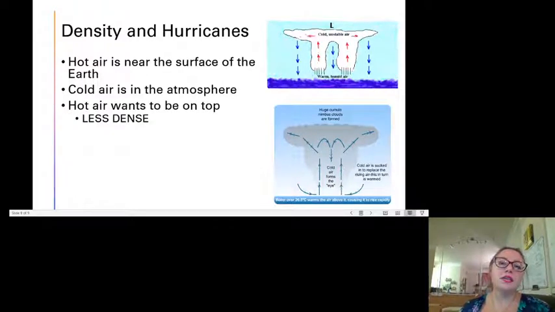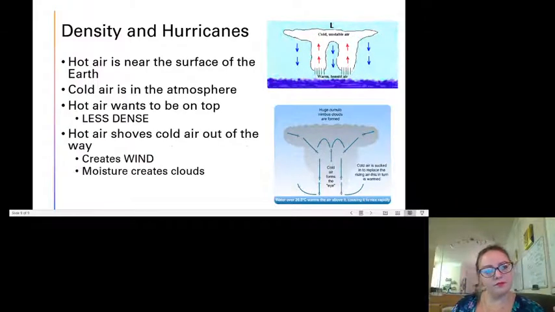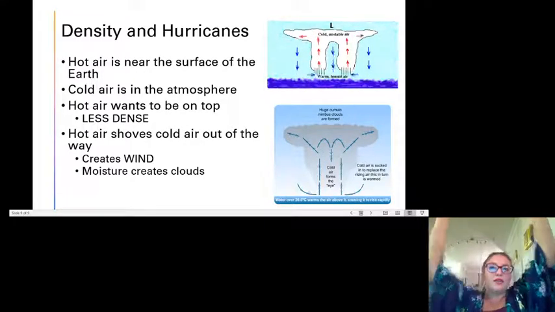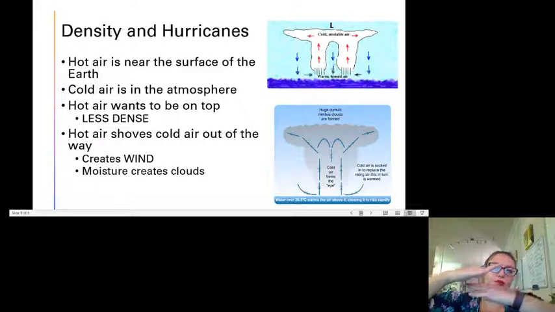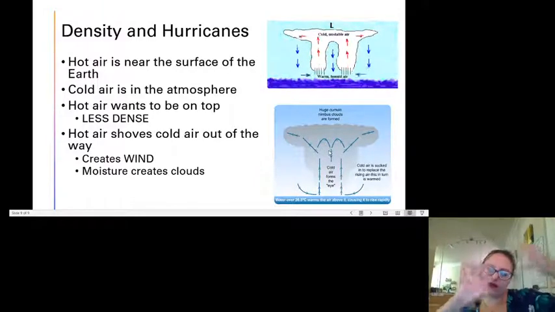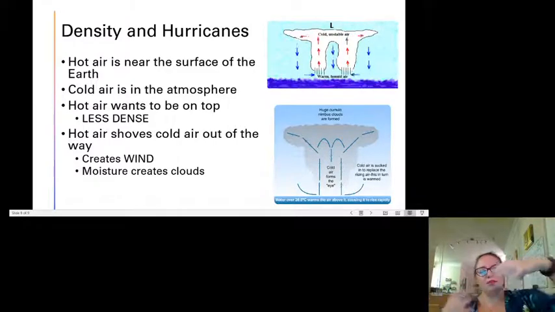But what we just said is that the hot air wants to be on top because it's not as dense. And so by properties of density, the hot air wants to be on top, but it's not. And so what ends up happening is that this hot air shoves all the cold air out of the way when you have the two coming together, and you create this kind of funnel almost, where the hot air is rising and it's pushing all this cold air down, and you eventually create this turbine that is a hurricane.